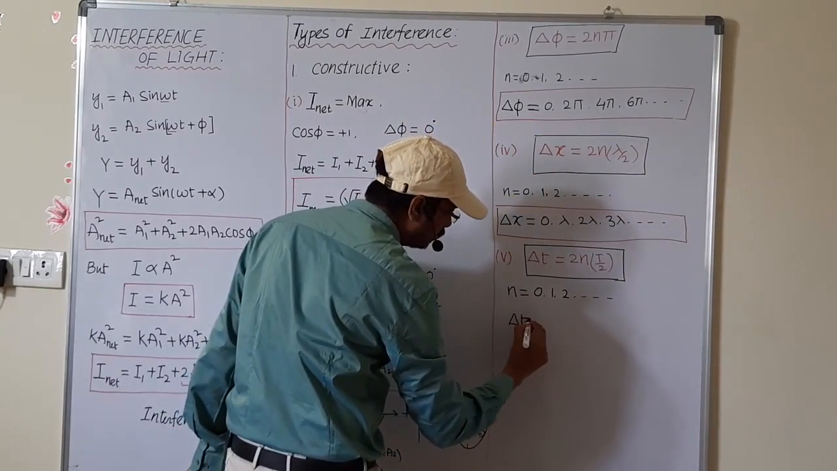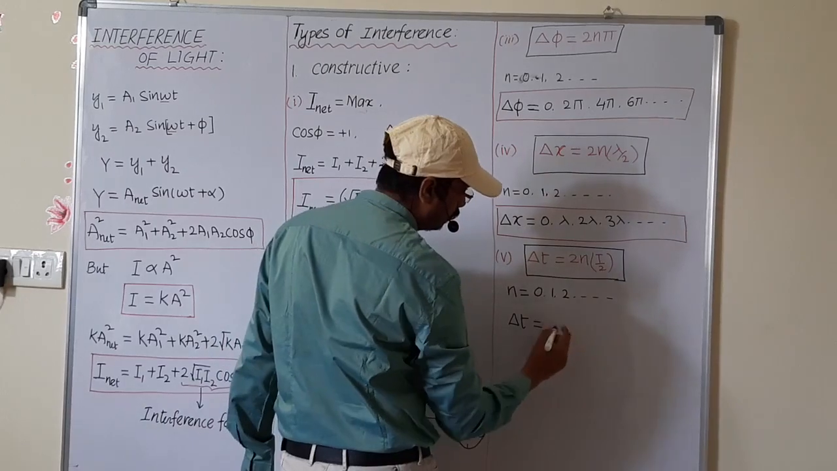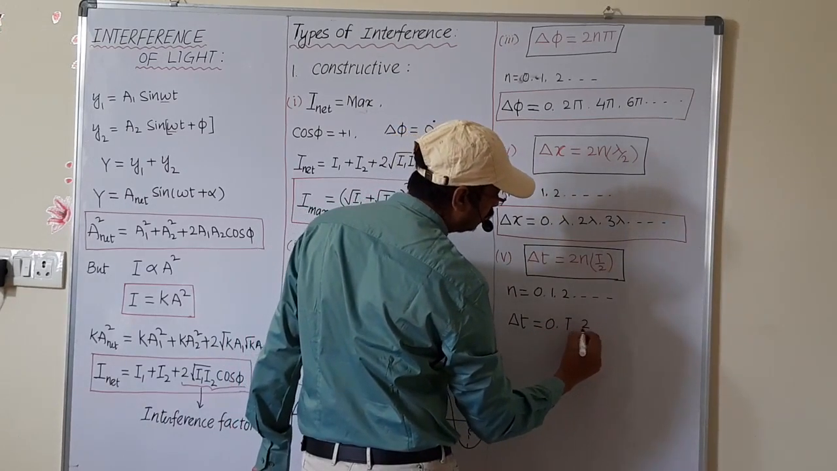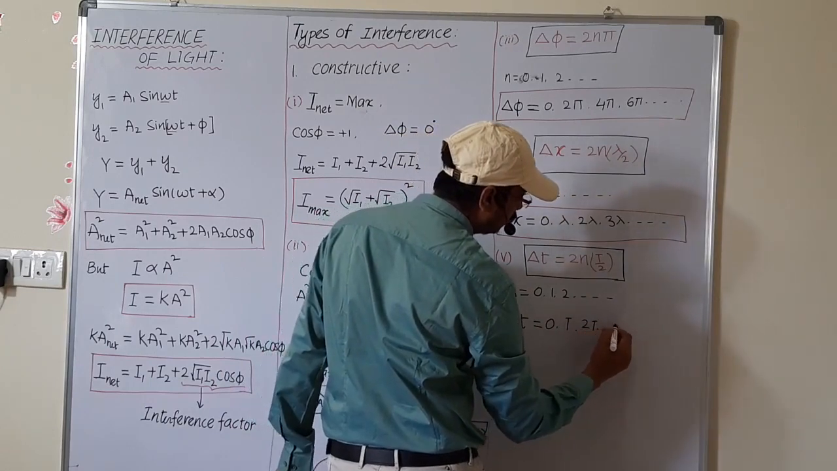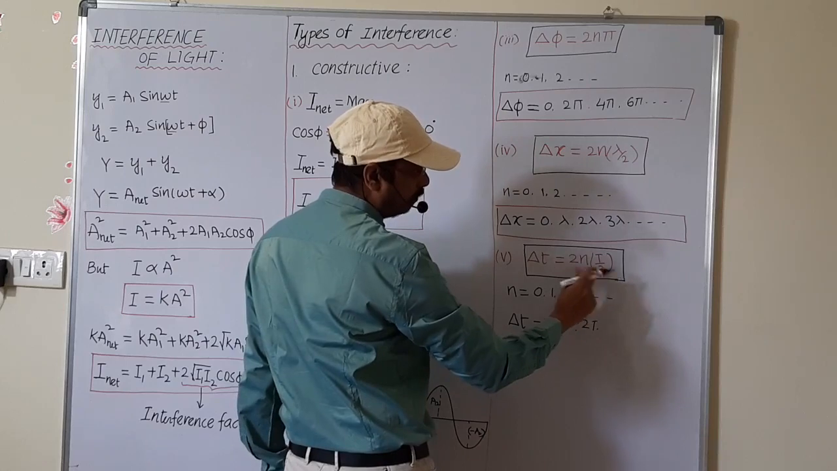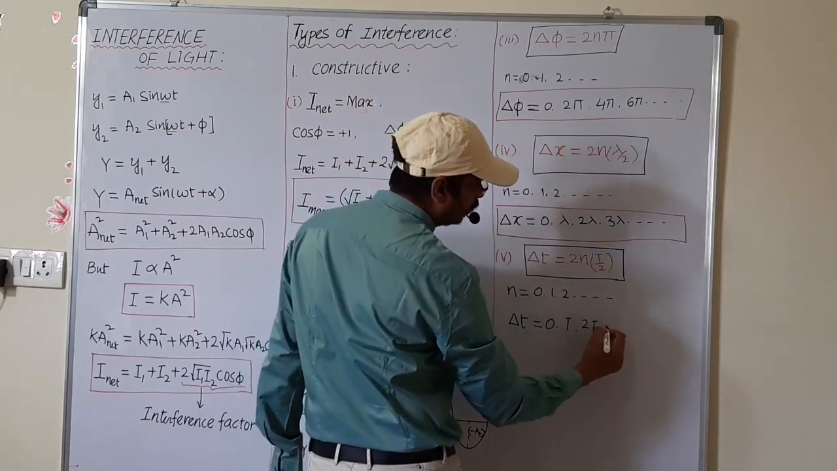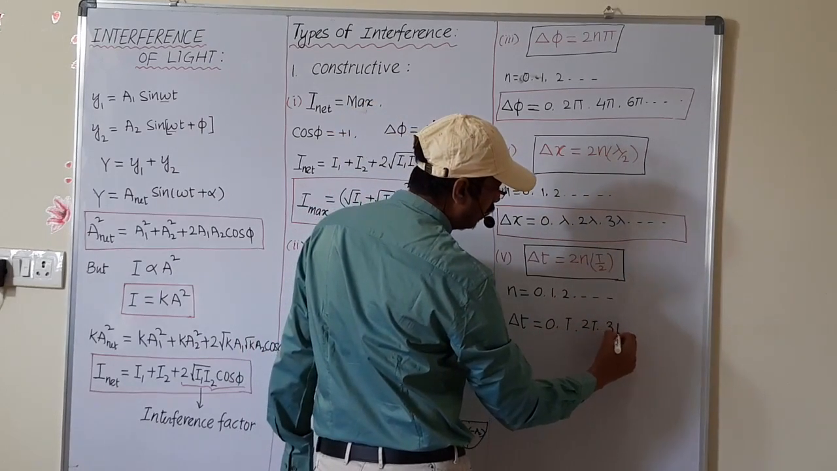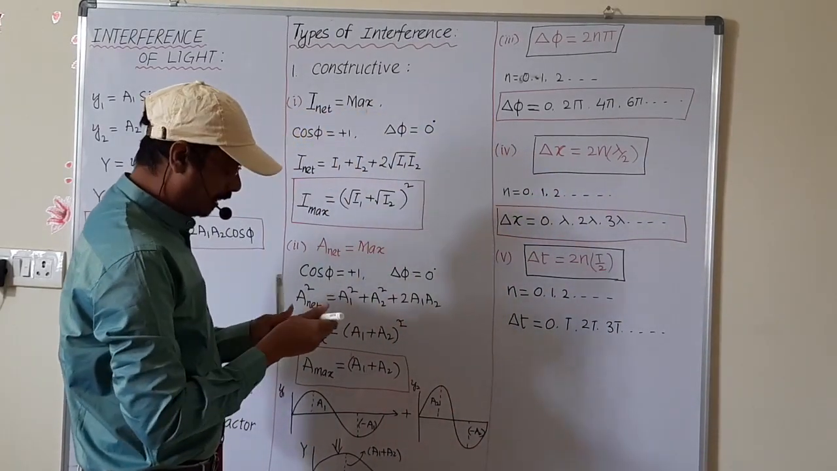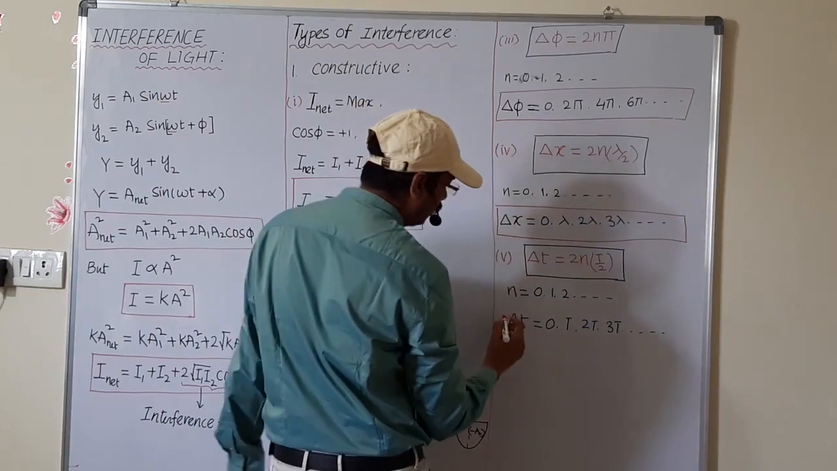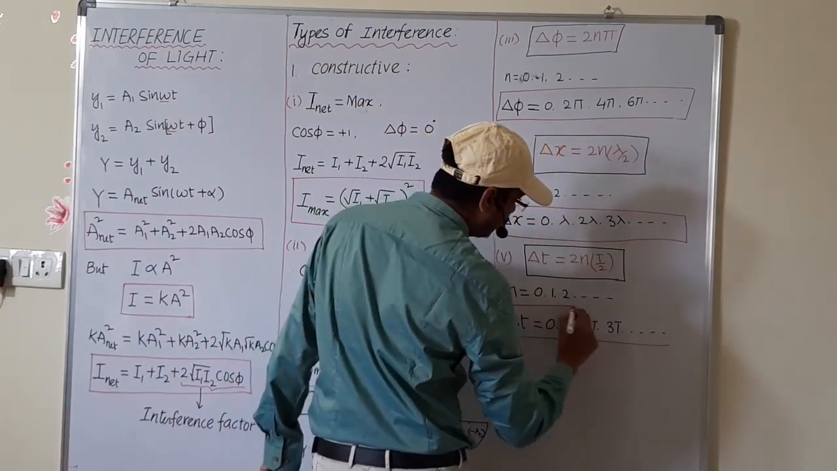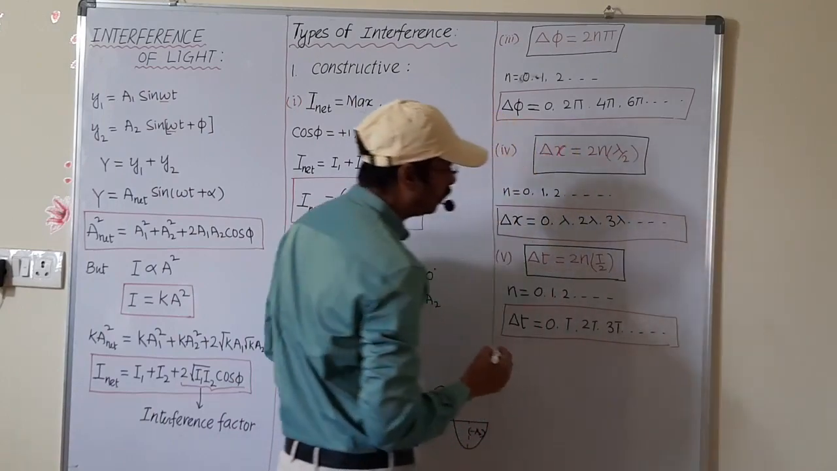The time difference delta t is equal to 0, T, 2T, 3T, 4T and so on. At these times we will get the maximum interference. That value we can write as constructive interference.